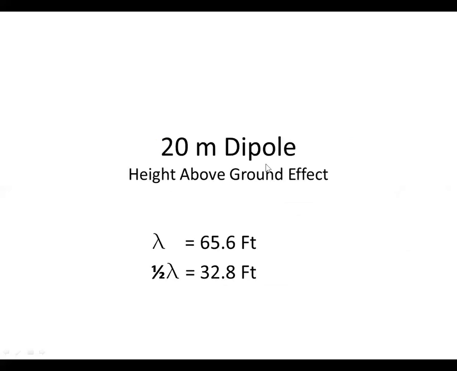We're going to take a look at the effects of antenna height above the ground. See what happens if I click that. Oh, okay. What this is, I went through an analysis on a 20-meter dipole on the height above the ground. So for 20 meters, one wavelength is 65.6 feet, or half wavelength is 32.8 feet.